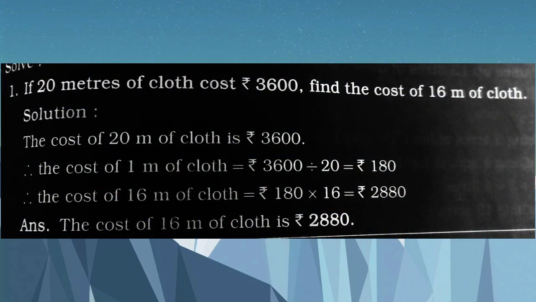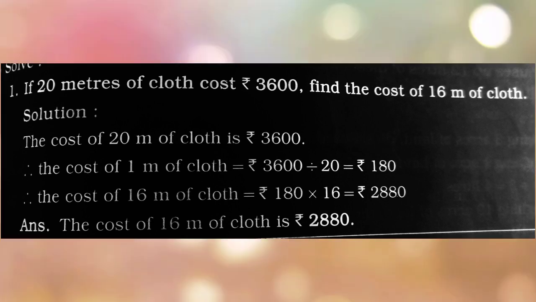Let us see. 3,600 divided by 20 is 180, which is the cost of 1 meter of cloth. Then multiply it with 16. We'll get the answer 2,880. So the cost of 16 meters of cloth is 2,880 rupees. Children, note down the answers in your notebook. Let us see the next question.